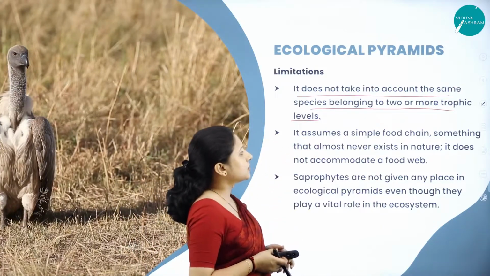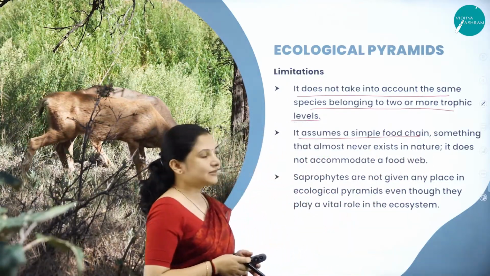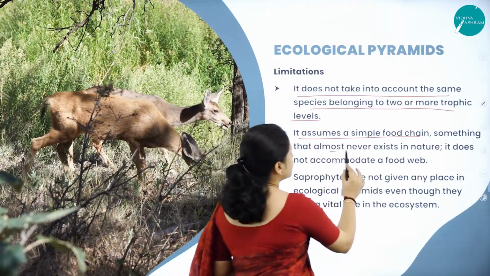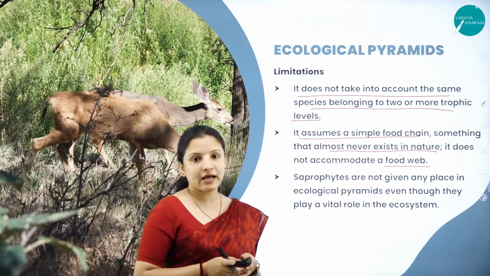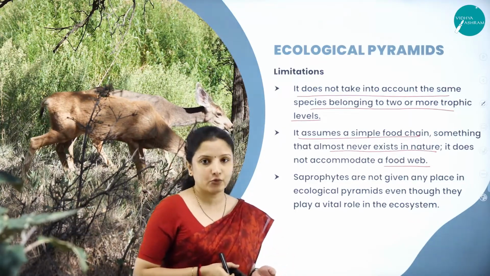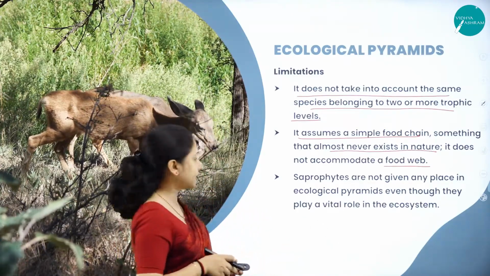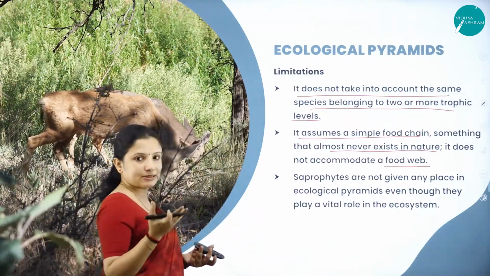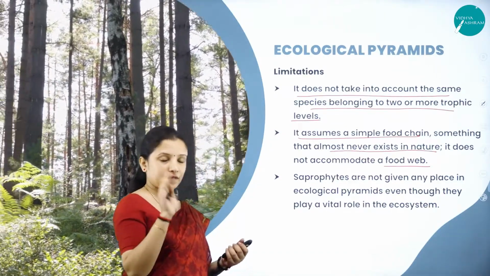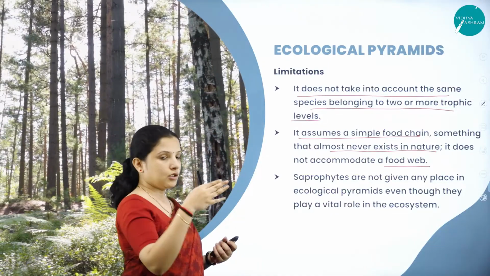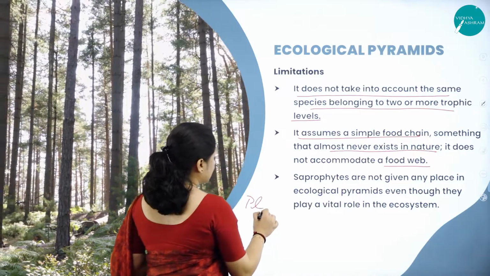And it assumes a simple food chain, something that almost never exists in nature. That is true, right? A simple food chain never exists in nature, because in nature we have a food web. So what is the difference between a food chain and a food web? I'll just brush up once again. A simple food chain means we have the producers, and from the producers it moves on to the consumers. Say, for example, we have plants.